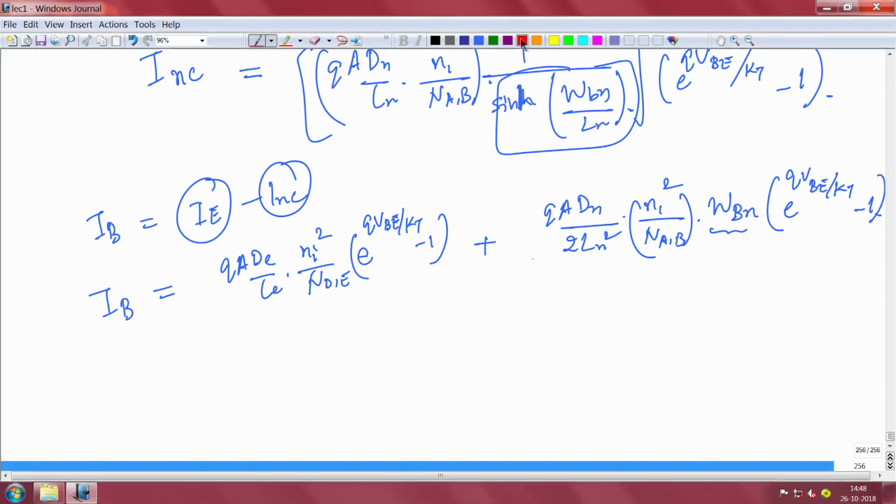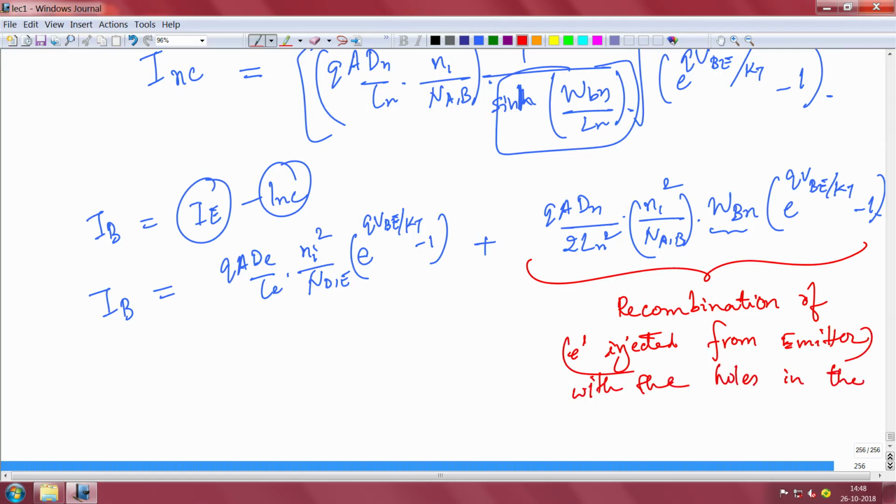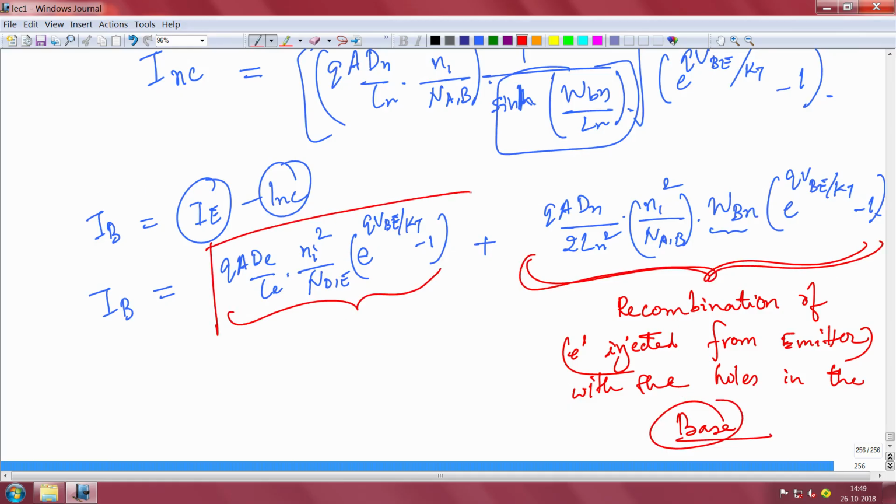Please recall that this quantity is purely due to the recombination of electrons injected from the emitter with the holes in the base. So that recombination gives rise to this particular component of the current. The other is the back injected component, and this can be made very, very small by changing the doping here. This also we want to be very small, basically.